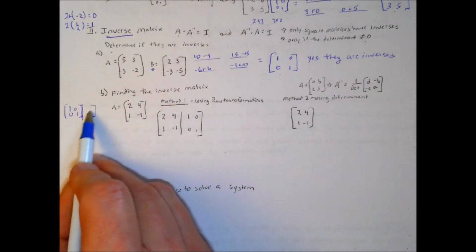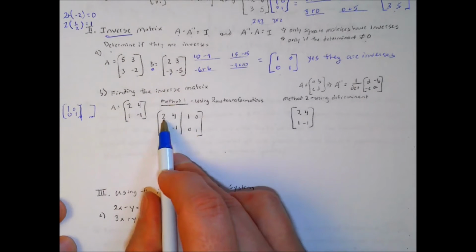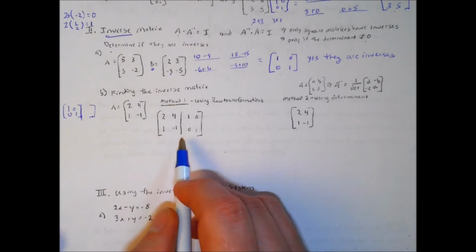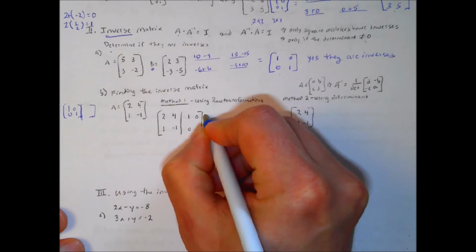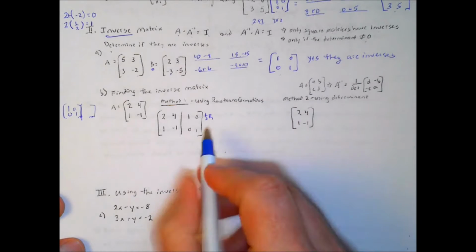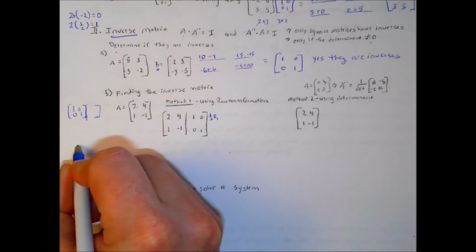So, first thing, let's take this row and multiply it by 1/2. If we take half of this row, it makes a 1 there, right? So I'm going to write it over here. It'd be 1, 2, 1/2, and 0.